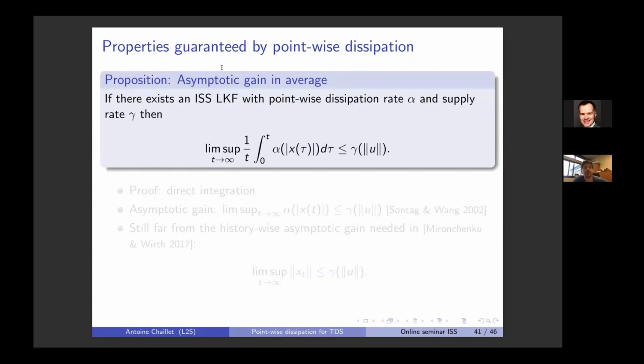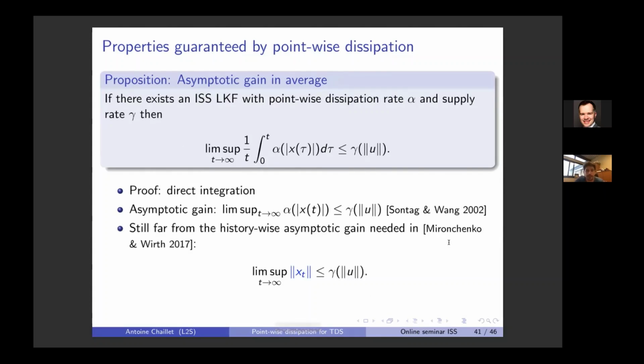We have also an asymptotic gain, but only in average, meaning that under a pointwise dissipation, you can show that the limit when t goes to infinity of this average of the solution is below gamma of u. So this is again from direct integration. What we would like to get is rather that the lim of x of t is below gamma of u, because this is a notion of asymptotic gain introduced by Sontag and Wang in 2002, strongly related to iISS.